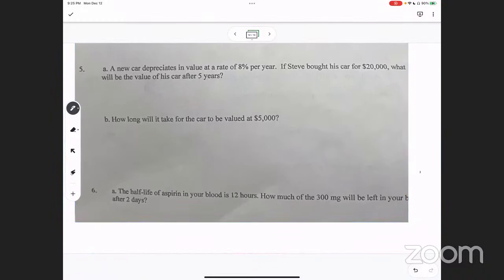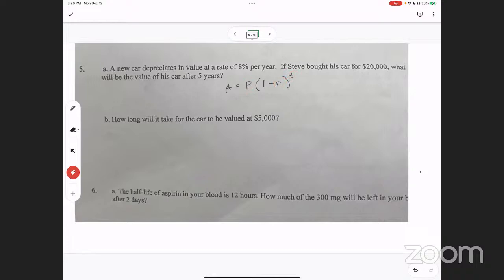A new car depreciates in value at a rate of 8% per year. If you bought it for 20,000, how much will it cost after 5 years? So depreciating. When we have something like this, you always start with 1, but you subtract that rate, and it's raised to the t, where t is the number of years, and then you put the principal out in front of it, and that's how you come up with the amount. Because whatever your original amount was, every year it's decreasing by that much.